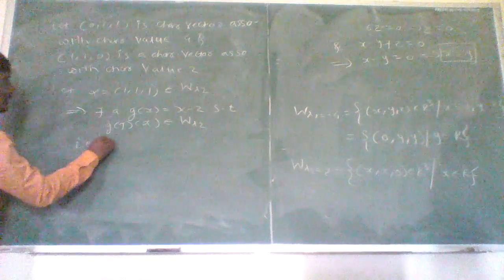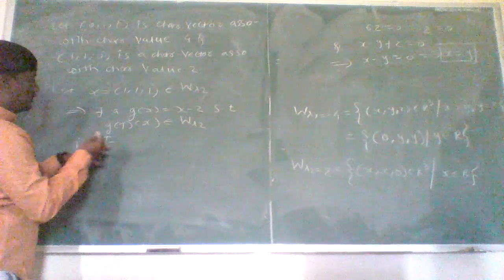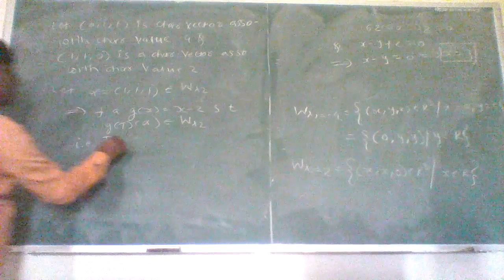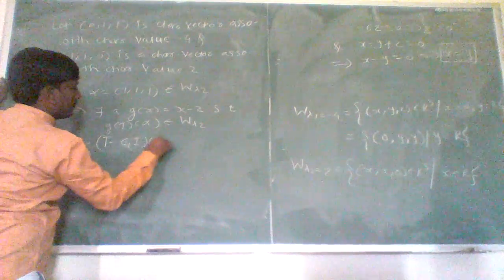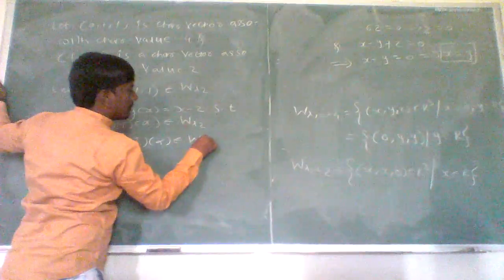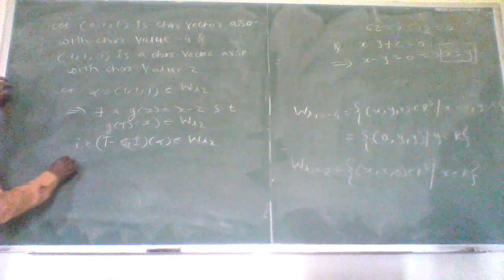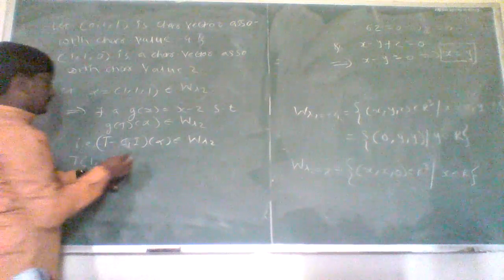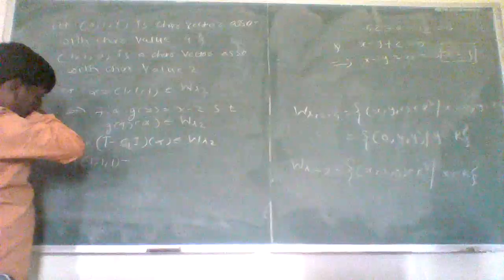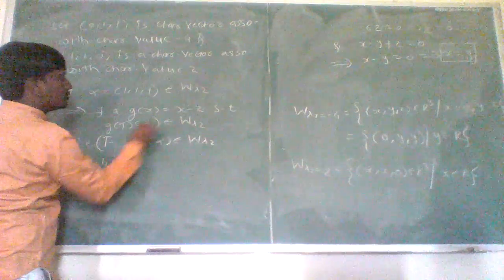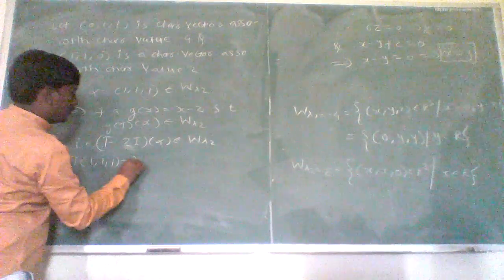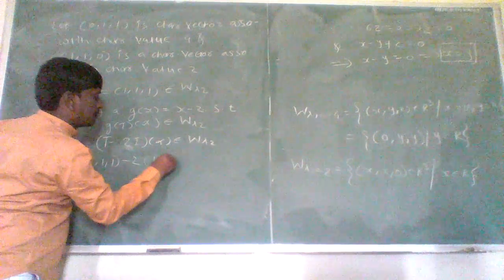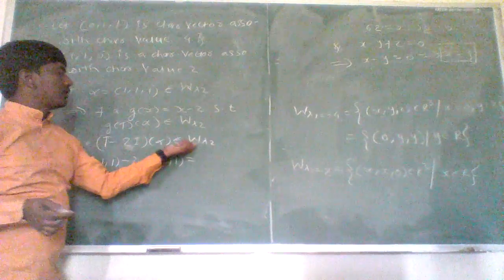That is, (T minus 2I) of alpha belongs to this W lambda. Now T of alpha is (1, 1, 1) minus, here we are taking 2, so the characteristic value is 2. So (2 into I) of alpha is the element itself, which is (1, 1, 1), and it belongs to W lambda 2.